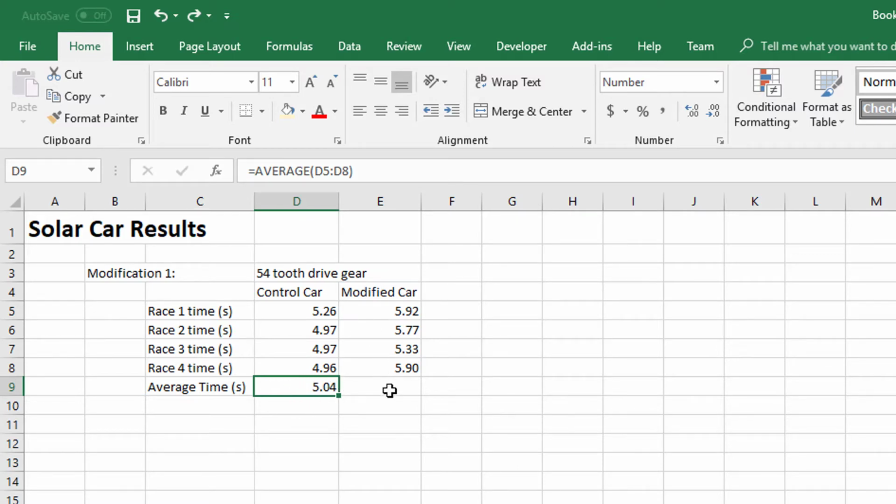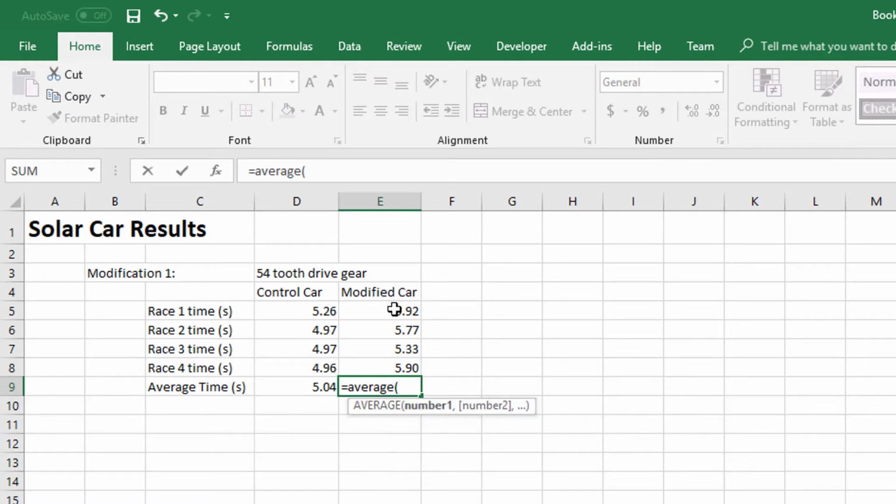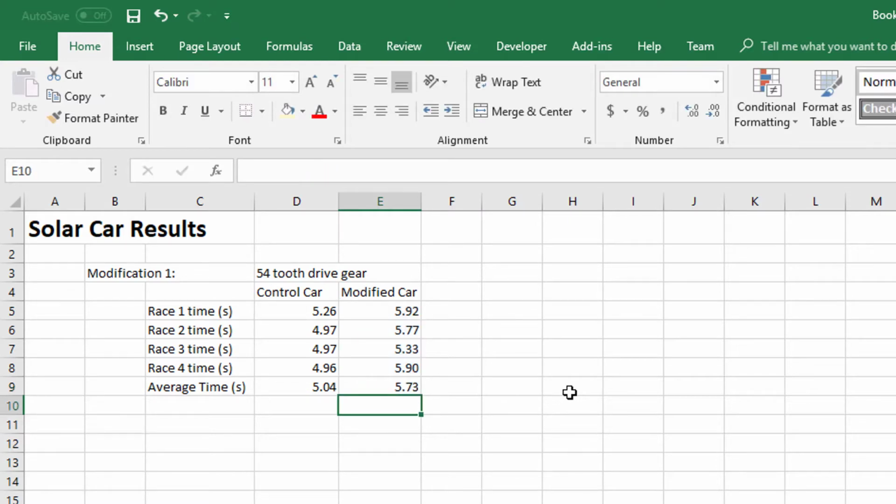All right, now I could do the same over here. I could type equals average, open bracket, and select all of those, and then close my bracket and hit enter, and that would give me 5.73.